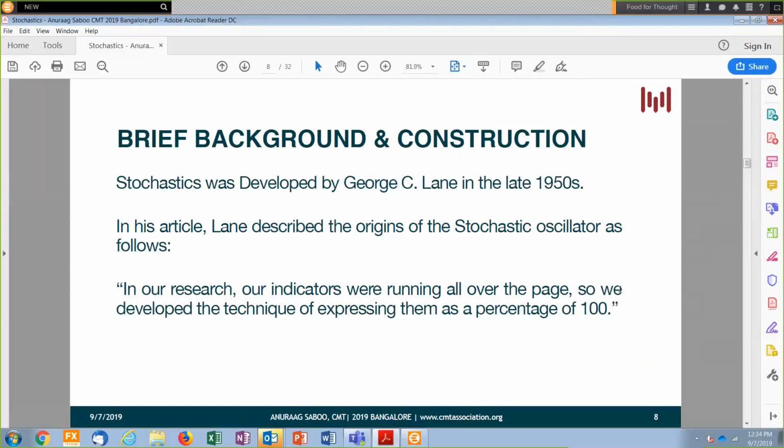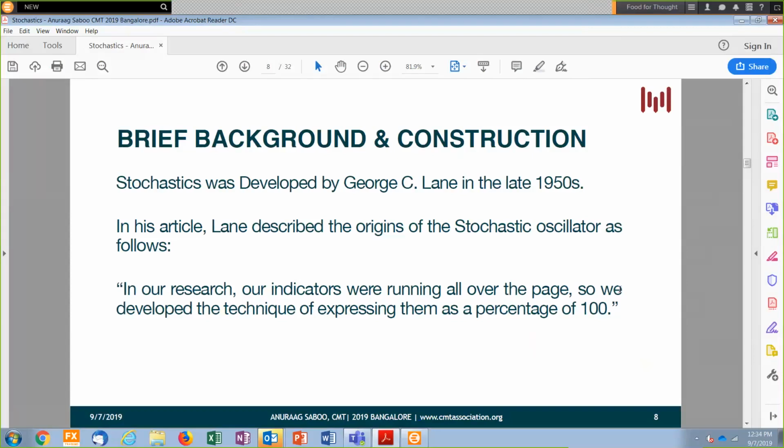In his article, Lane describes the origin of the stochastic oscillator as follows. He says very clearly, "In our research, our indicators were running all over the place." Basically, what he meant was that when he was calculating different types of indicators, their values were not controlled. Their values used to be so large that he needed almost a wall to plot them. Because remember, they were all plotted manually in those days.